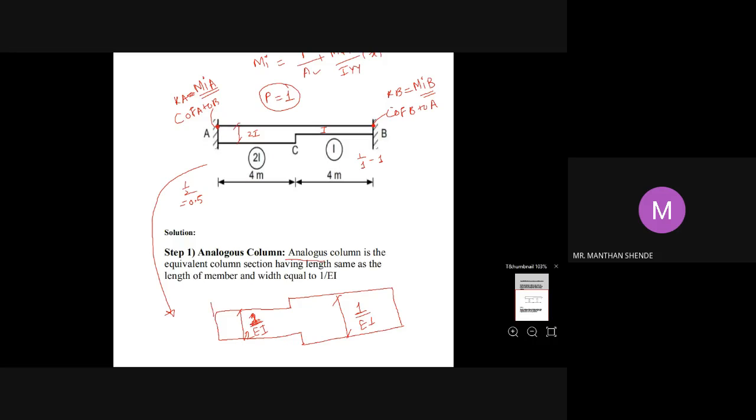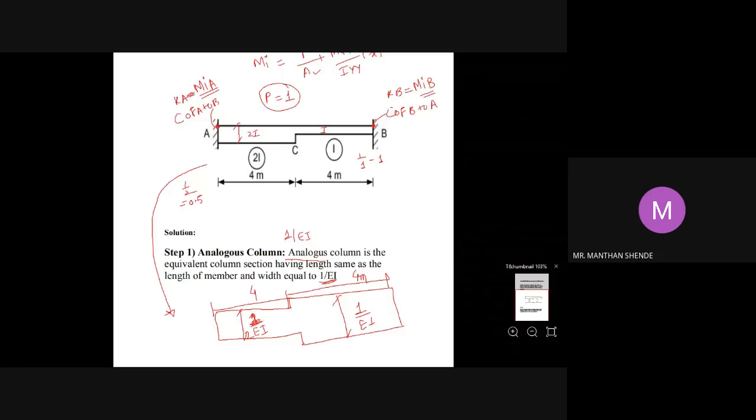The length will be the same. The length from this to this will be 4 meters, and this to this will also be 4 meters. Only the width of the given section will change, which is equal to 1 by EI. That's why this analogous column section is also called the 1 by EI diagram.